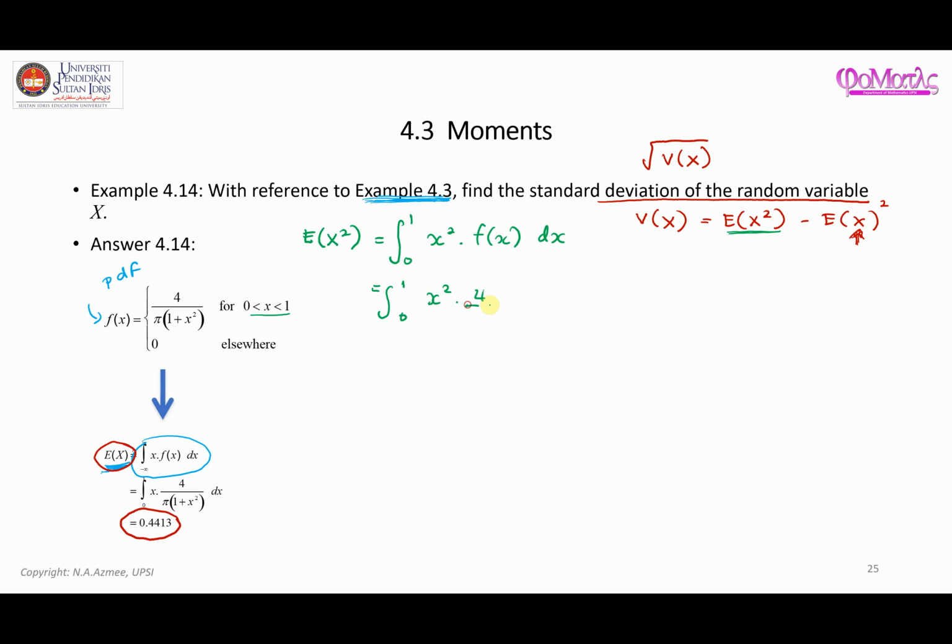And I'm just going to write down what is f(x). f(x) is 4 over pi times 1 plus x squared. Okay, so that is my f(x). And we know that 4 over pi here is a constant, so that can be taken outside. So we have 4 over pi outside. And this is what we have. Okay, we are left with this.